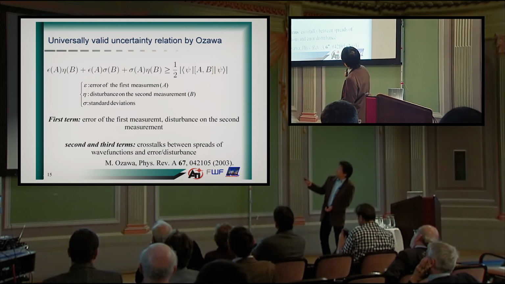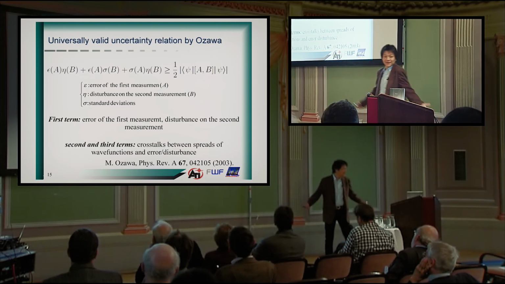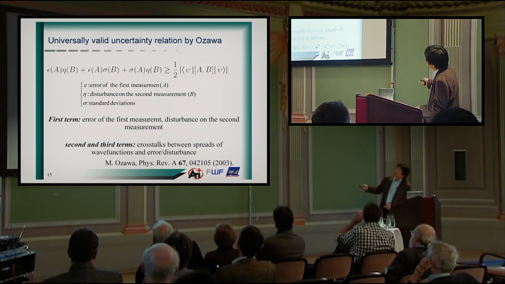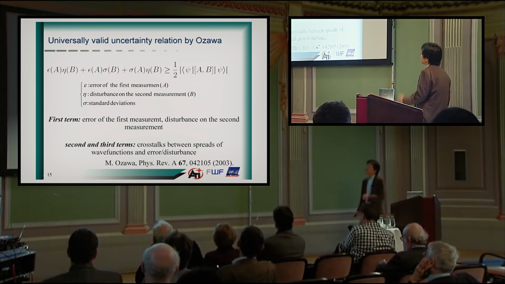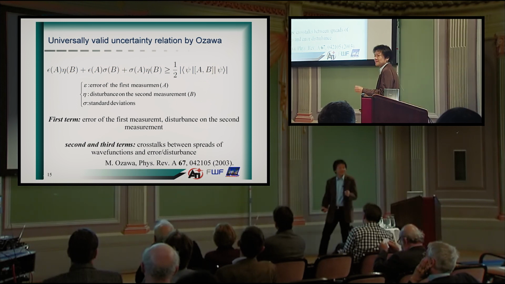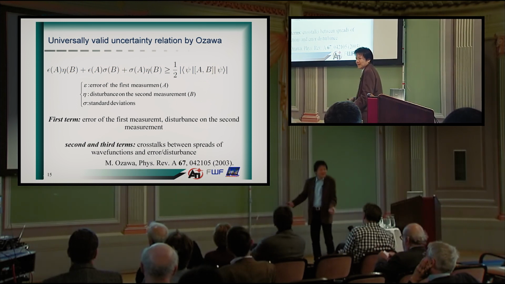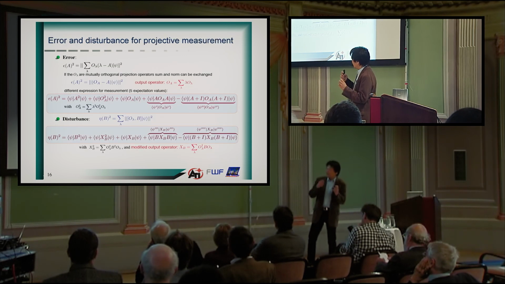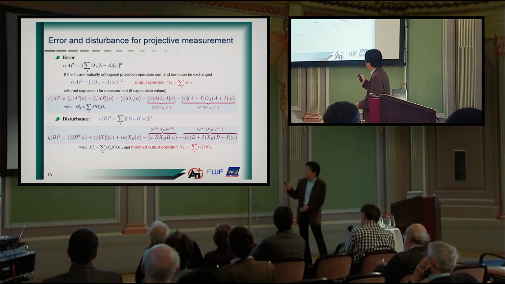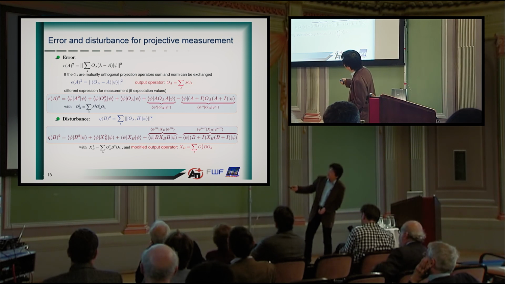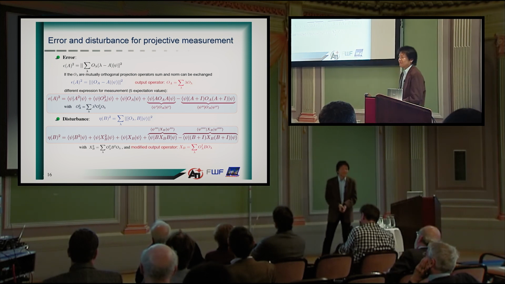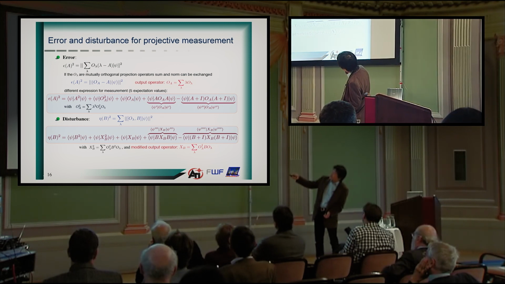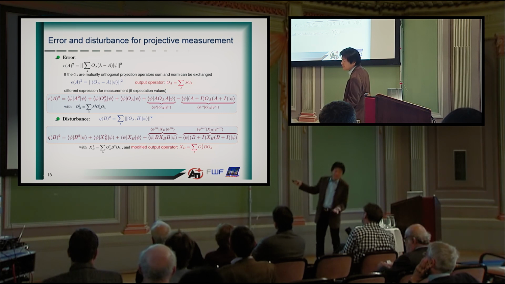Then Ozawa, already 10 years ago, it's amazing, Ozawa sensei had already derived these universally valid uncertainty relations. Let me see if it is correct. Then he also suggested an experimental method to derive error and disturbances. Now we can say, in this method, we should measure the 1, 2, 3, 4, 5 terms.